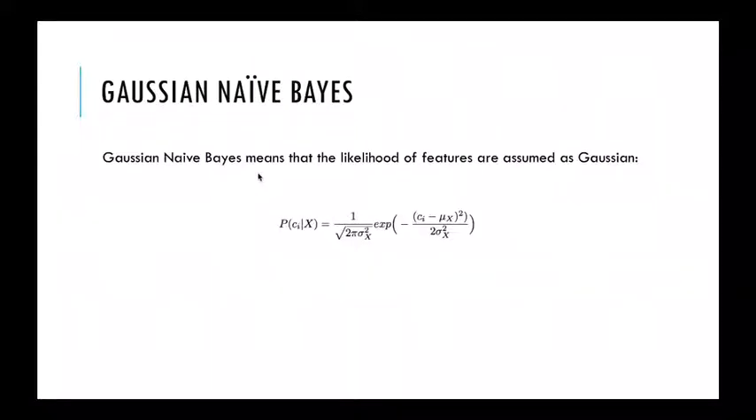I have used 3 different methods based on naive Bayes to build my spam filter. First is the Gaussian naive Bayes. Gaussian naive Bayes means that the likelihood of features are assumed as Gaussian, and the posterior possibility is shown here.